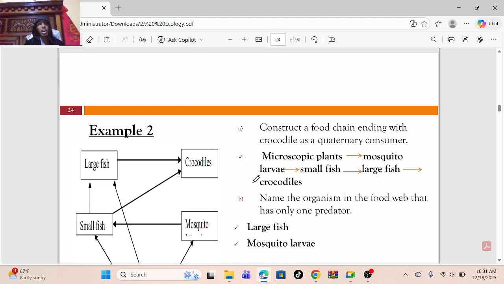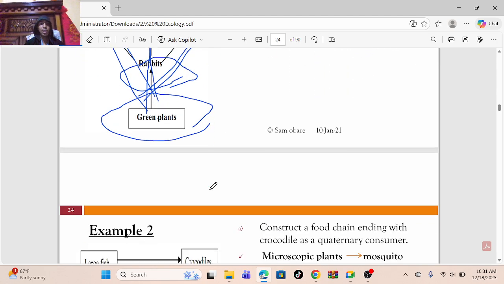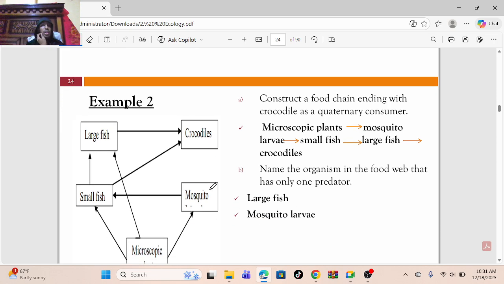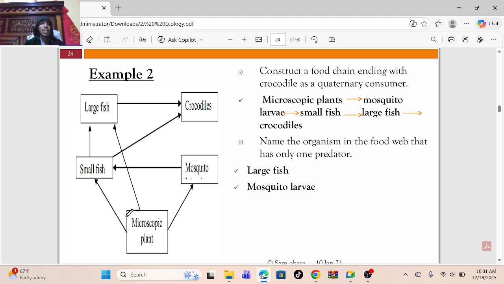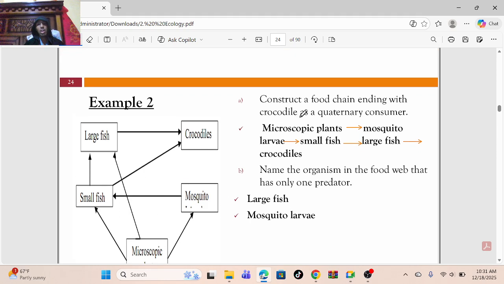Example 2, this is in KCC. Hizi maswali wameandika hapa ni KCC. So example 2 wametupatia small fish, microscope, wametupatia kitu mingi. Swali imetuliza nini? Construct a food chain ending with crocodile. So lazima iende na crocodile. Na crocodile ikuwe aje? As quaternary consumer.